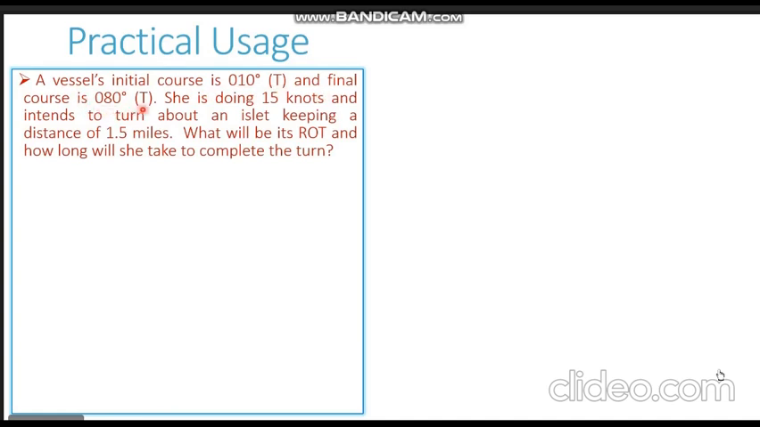080 degrees true. She is doing 15 knots of speed and she intends to turn about an island or islet keeping a distance of 1.5 miles. So basically 1.5 miles is the radius of our turn. We need to find out what will be the rate of turn and how long will the ship take to complete the turn.